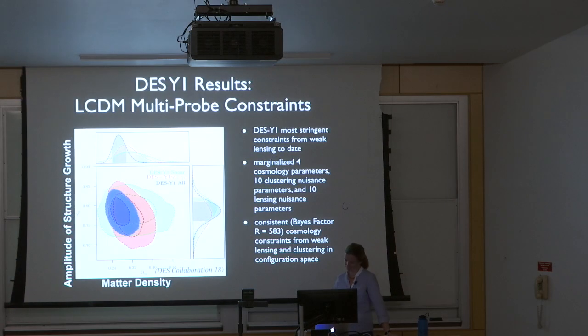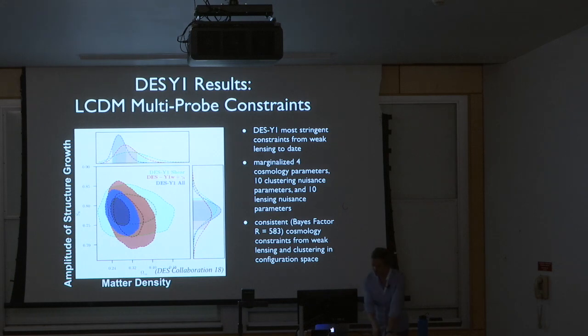We opened the box, and this green and red contour are our two independent slices of the data. Green is weak lensing only. And then the red contour is galaxy clustering and the cross-correlation between galaxy clustering and weak lensing, projected here onto constraints of the matter density and the amplitude of structure growth.